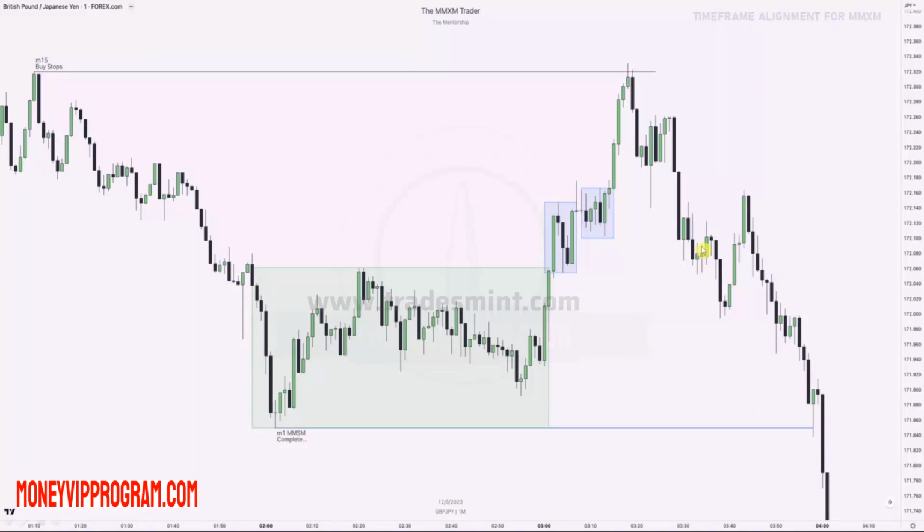indicating you're still on the sell side of the curve. And then this should be the draw on liquidity, completing this short-term market maker sell model on the 1 minute time frame.